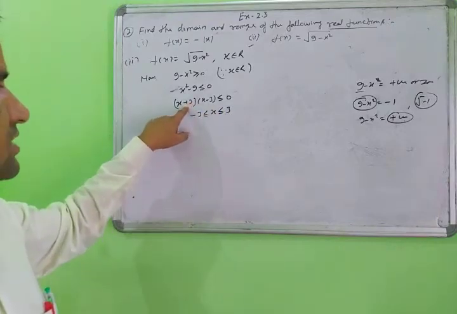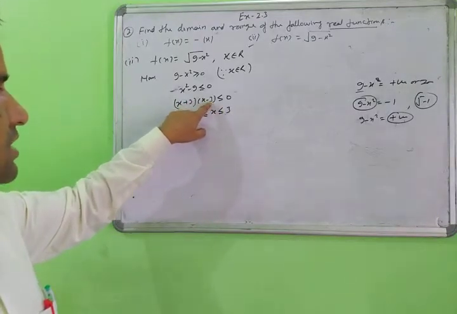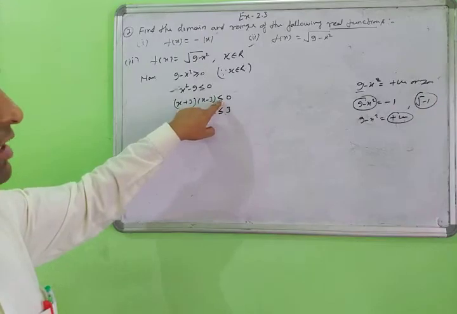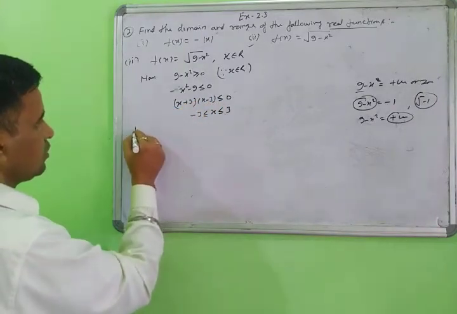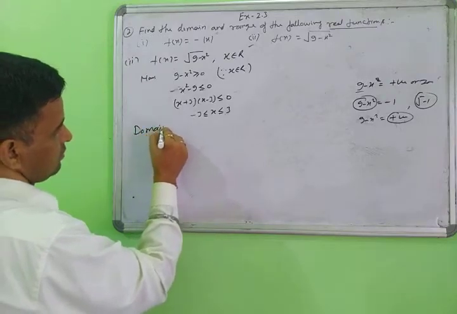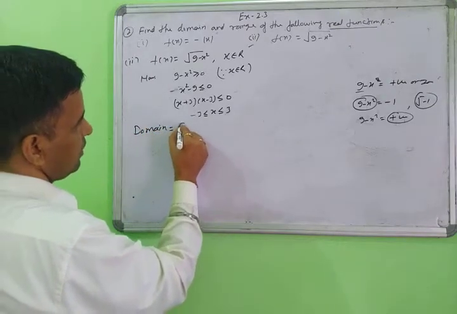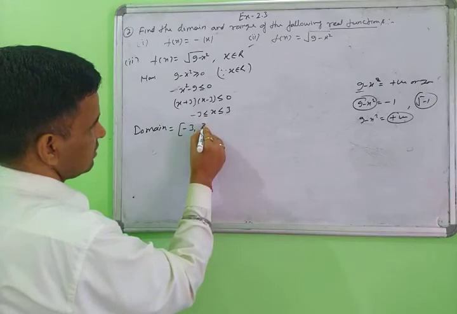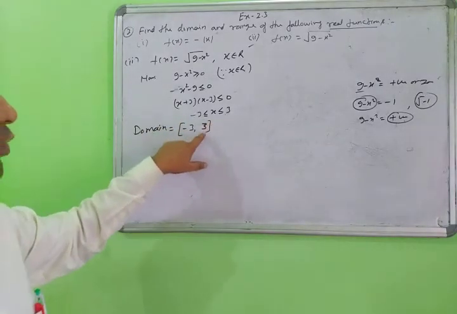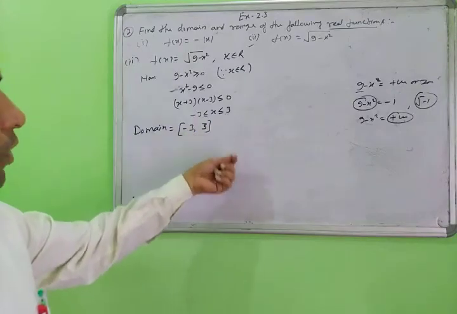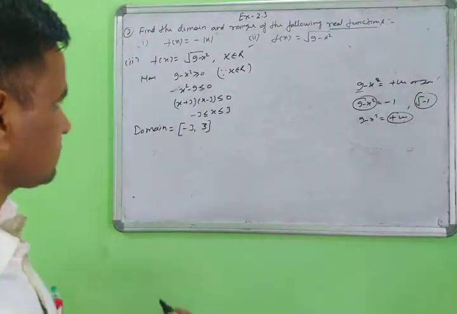What value of x? Between minus 3, including the equal sign here, including minus 3 and including 3 also. It means your domain is minus 3 to plus 3. This is your domain. Now let's find the range.